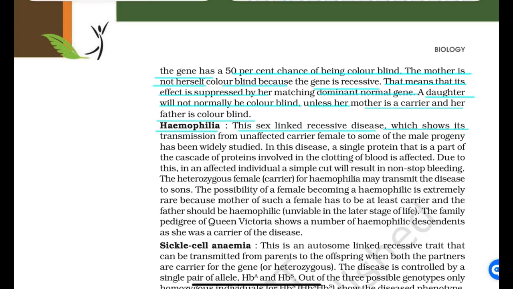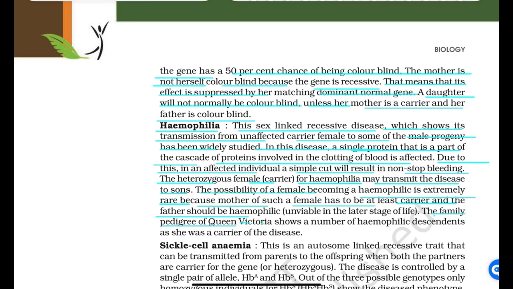Hemophilia, the sex-linked recessive disease which shows its transmission from unaffected carrier female to some of the male progeny, has been widely studied. In this disease, a single protein that is part of a cascade of proteins involved in the clotting of blood is affected. Due to this, in an affected individual, a simple cut will result in non-stop bleeding. A heterozygous female carrier for hemophilia may transmit the disease to two sons. The possibility of a female becoming hemophilic is extremely rare because the mother of such a female has to be at least a carrier and the father should be hemophilic.